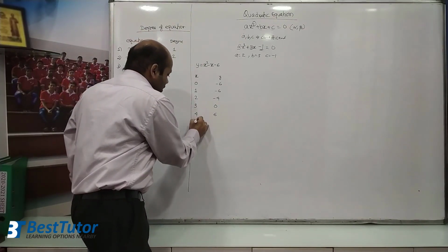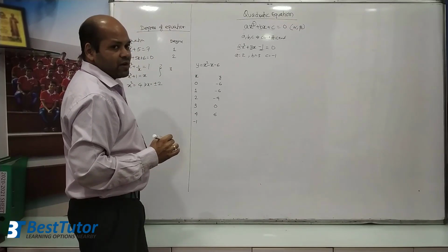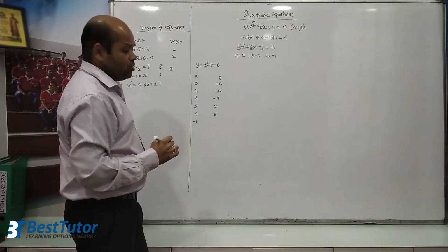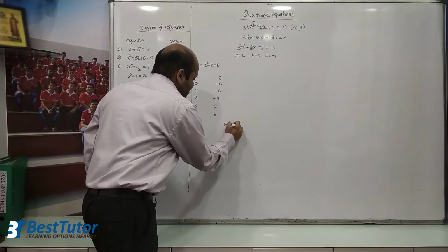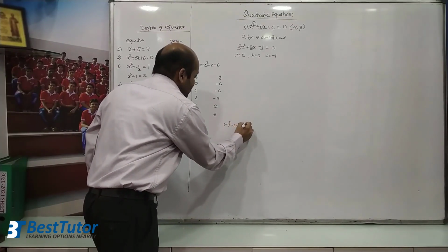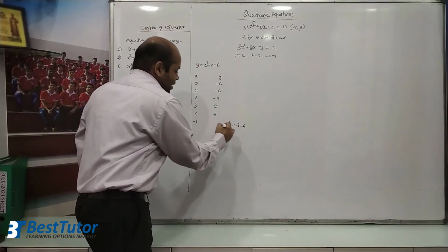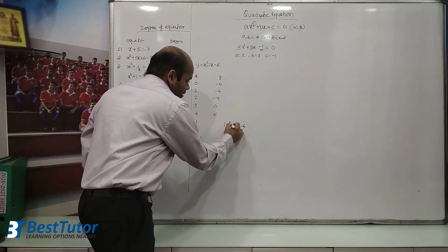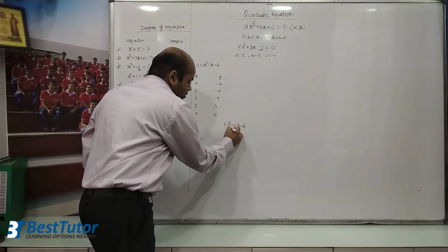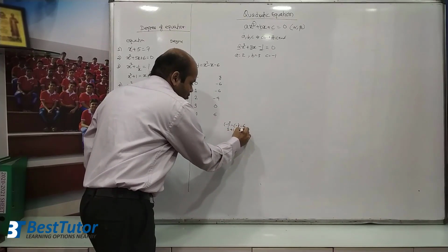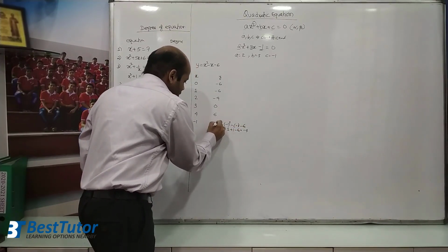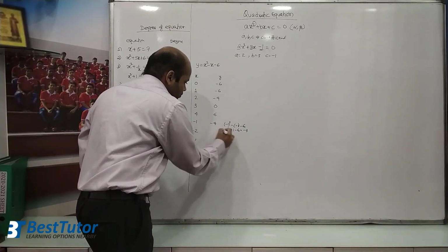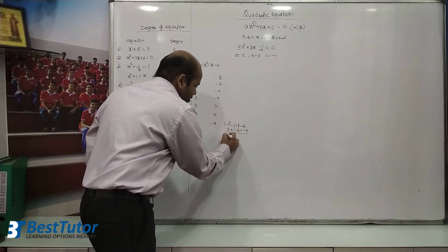Put x as minus 1. What happens when I put minus 1? I'll show this on the board. When I put x as minus 1, it becomes minus 1 square minus of minus 1 minus 6. That becomes 1. Minus and minus becomes plus 1, minus 6. So it becomes 2 minus 6, that is minus 4. Put x as minus 2. The same way, what do you get?